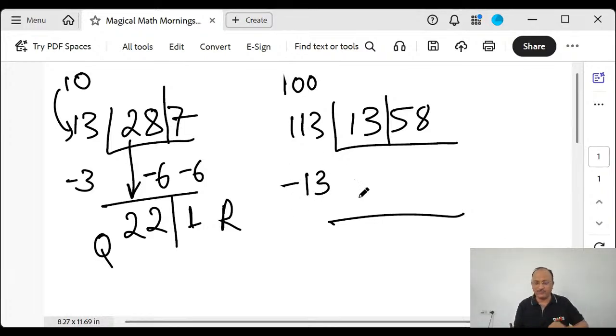The same method like what we did. First digit I'll bring down. -13 into 1 is -13. For both the numbers I'm writing minus, because we'll forget later on. 3 minus 1 is 2.